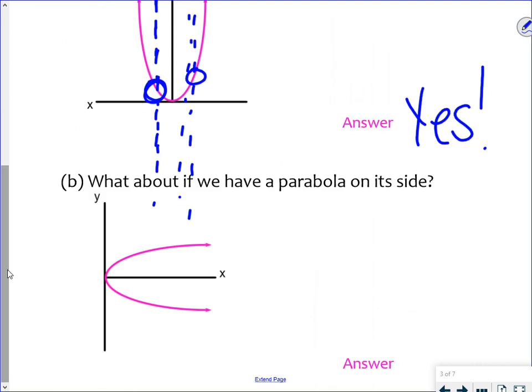For letter B, we rotated our parabola onto its side. We want to see if this new parabola is a function. On the line to the left, we intersect here, we intersect here. Our line to the right, we hit the function here, we hit the function here. Would we consider this a function, Frank? No. Why not?